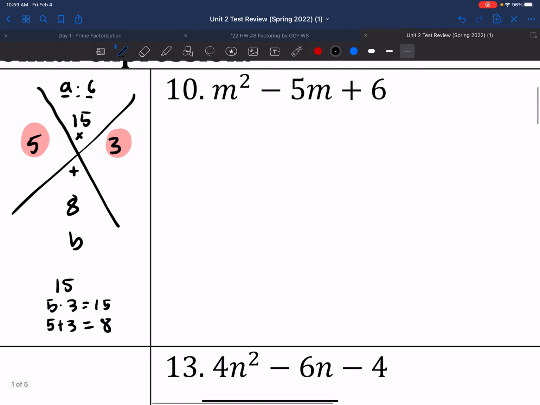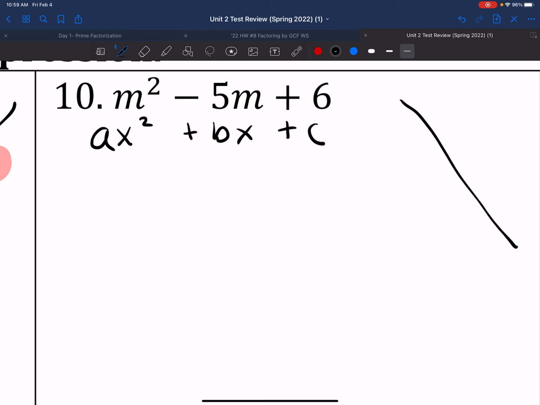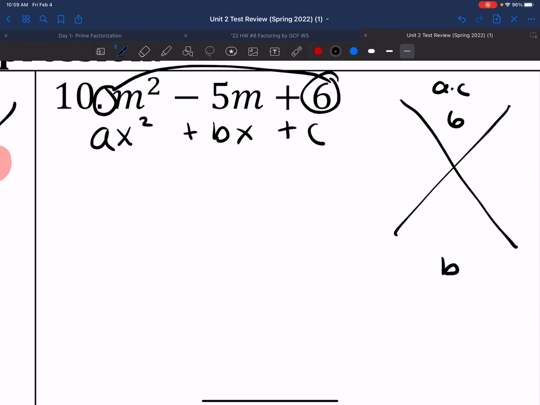Okay. Let's go ahead and do something where you have the second term being negative. There's 3 terms in the form ax squared plus bx plus c. Draw an x, a times c up top, b in the bottom, 6 times 1. So 6 goes on the top, and then a lot of you are going to make this mistake. But when we put b, we need to make sure that we have the coefficient. The coefficient is literally in front of the m, right? So here's our second term, and the coefficient is not 5, it's actually negative 5. So put negative 5 there.